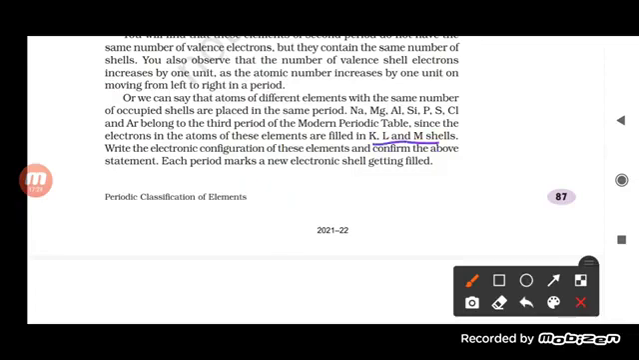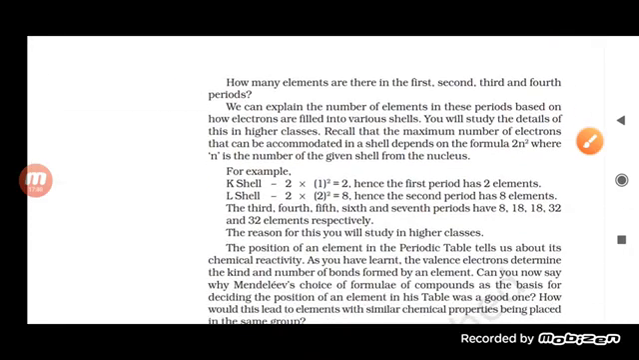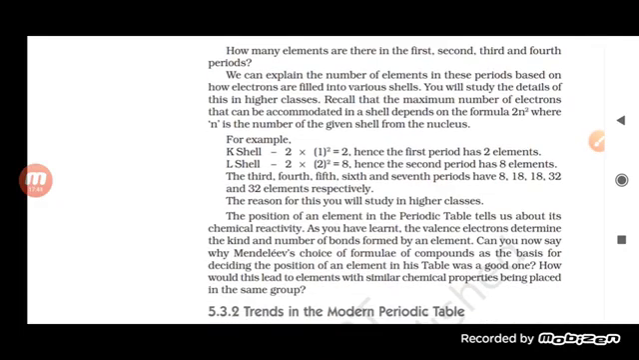As you can see here, it is written that in the modern periodic table the electrons in the atoms of the elements are filled in K, L and M shells. So electronic configuration uses these shells only, K, L and M. It is also written here that we can explain the number of elements in the period based on how electrons are filled into various shells. You will study the details of this in higher classes. Recall that the maximum number of electrons that can be accommodated in a shell depends on the formula.